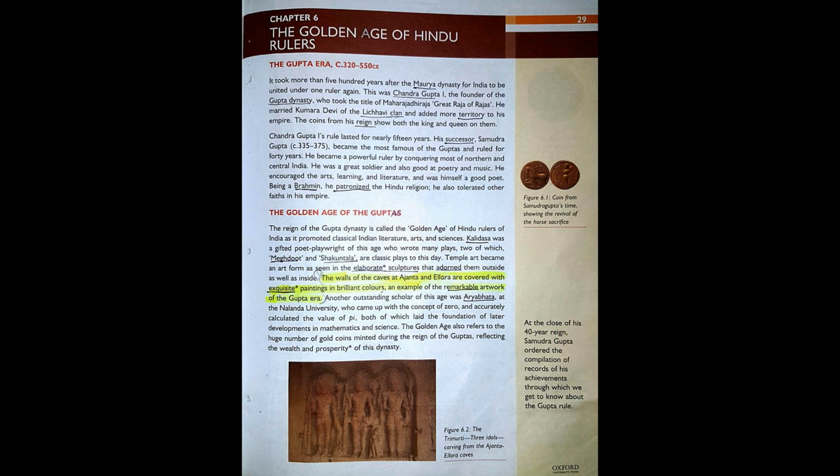His successor, Samudra Gupta, became the most famous of the Guptas and ruled for 40 years. He became a powerful ruler by conquering most of northern and central India. He was a great soldier and also good at poetry and music. He encouraged the arts, learning and literature, and was himself a good poet. Being a Brahmin, he patronized the Hindu religion. He also tolerated other faiths in his empire.